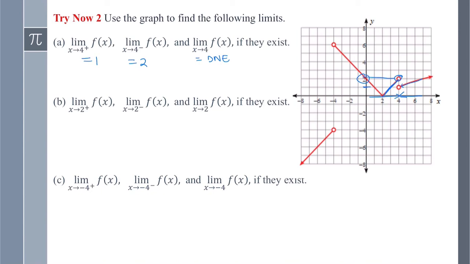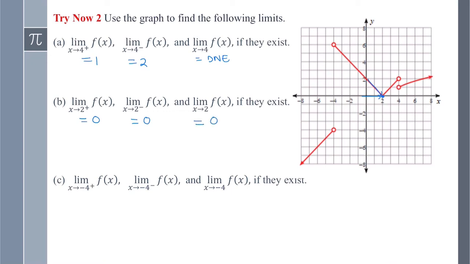Now, similarly, let's look at the second one here. As x approaches 2 from the right, the function is approaching this y value here. It's on the x-axis, so the y value is 0. Now, when x approaches 2 from the left, the function is approaching this y value, which is again 0. That means the left hand limit is the same as the right hand limit. So the limit of f of x as x approaches 2 is 0.